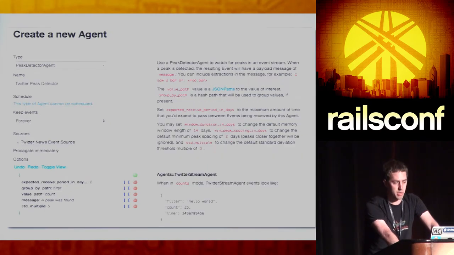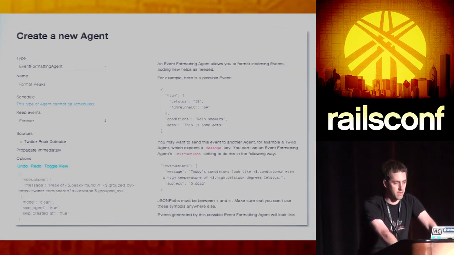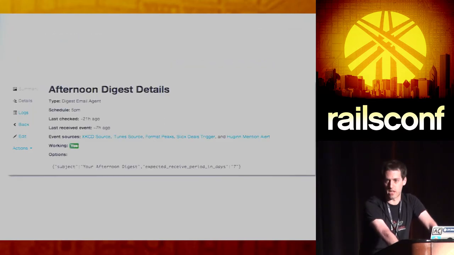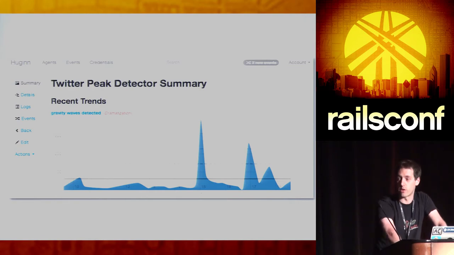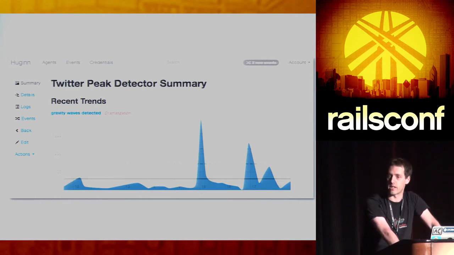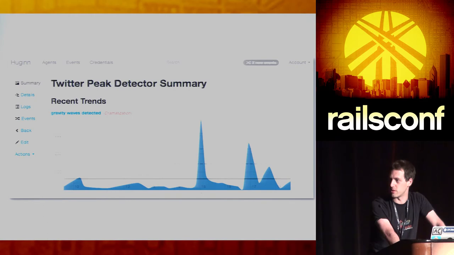And then I feed that into a peak detector agent that you can give a standard deviation over which you care about, which isn't perfect, but it works pretty well. And you feed that into an event formatting agent that just makes it clickable, and finally into another digest email. And then you get peaks. So here's a hypothetical example for the gravity waves, because I didn't have that one being watched, but this worked very well. When the RailsConf CFP happened, I got an email within like 5 minutes. And I have NASA, Mars, and a bunch of other terms that I care about listed, and it works really well, so I get emails when something happens.